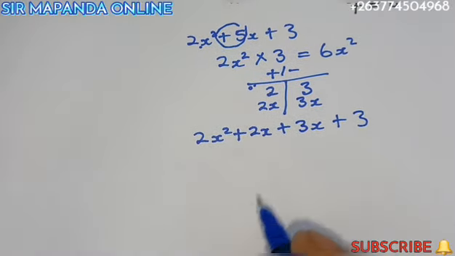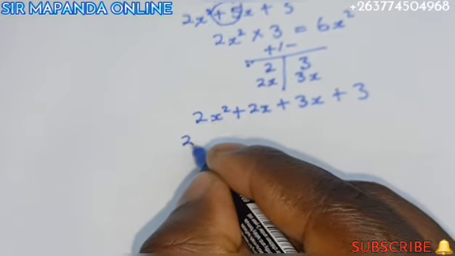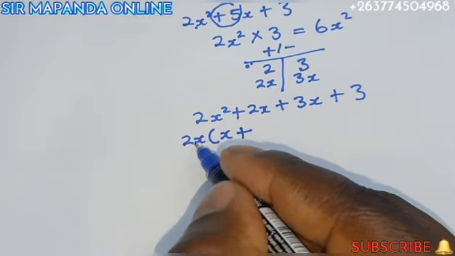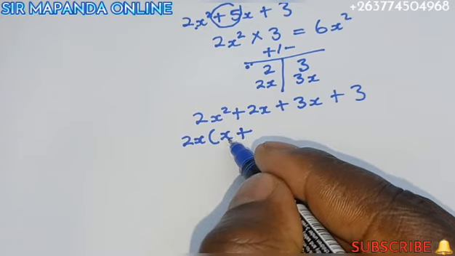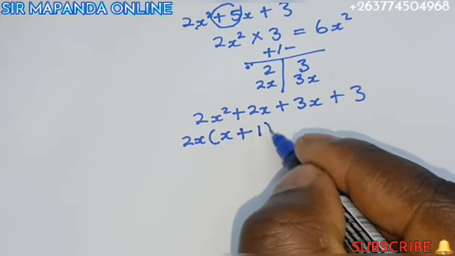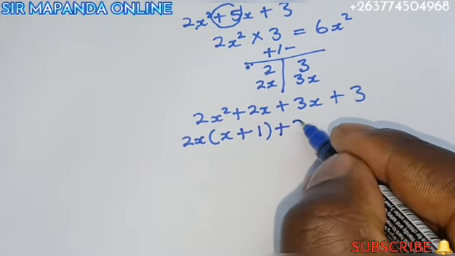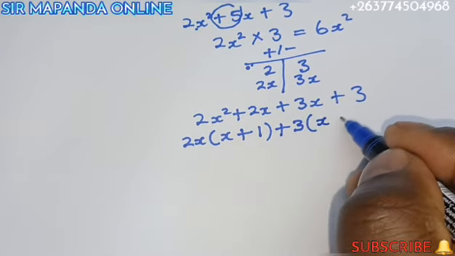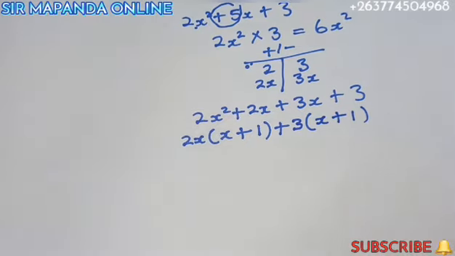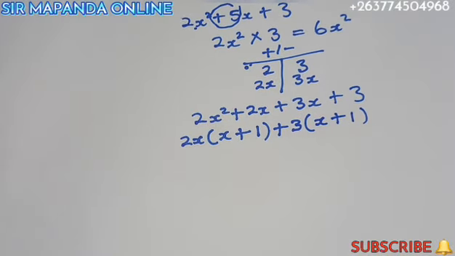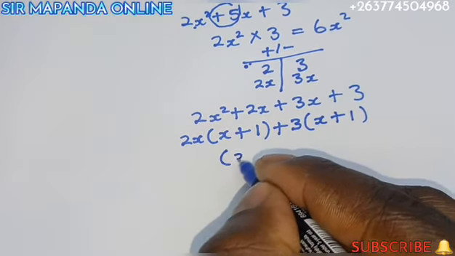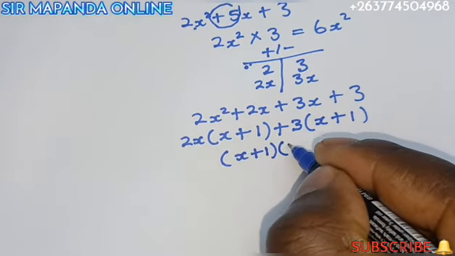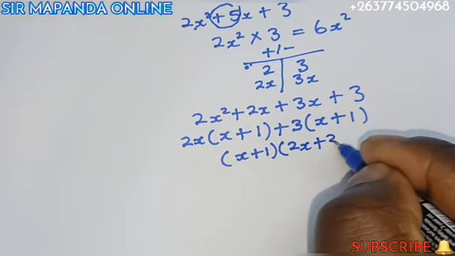Then you factorize the first two terms. Highest common factor is 2x. It gives you 2x into 2x squared, you get x. 2x into 2x, you get 1. Then here you are going to factor out 3. 3 into 3x, you get x. 3 into 3, you get 1. So the two brackets are x plus 1, the common factor, and 2x plus 3.